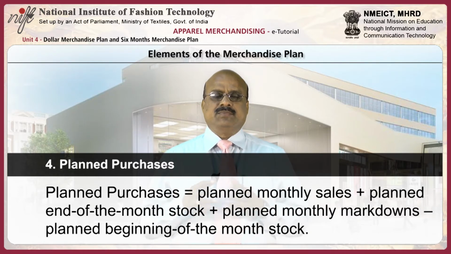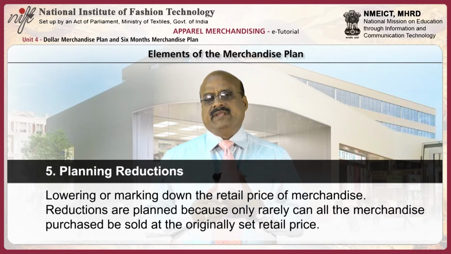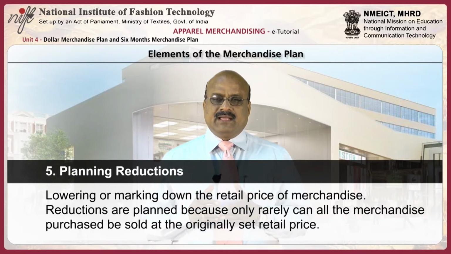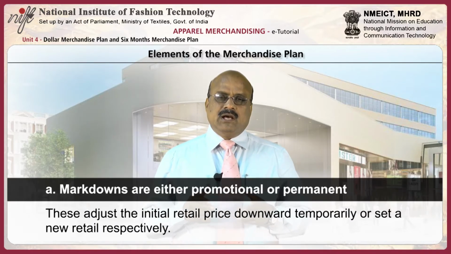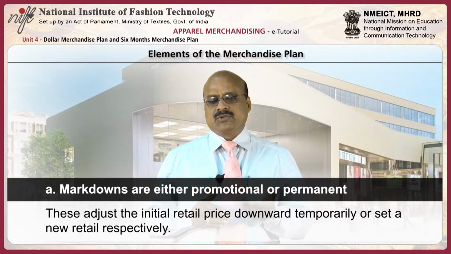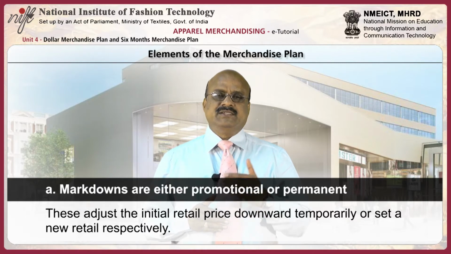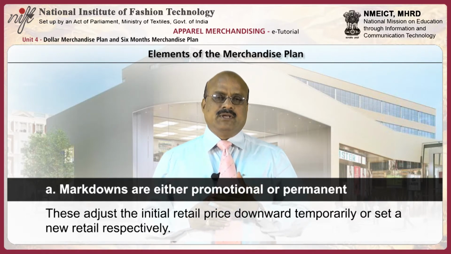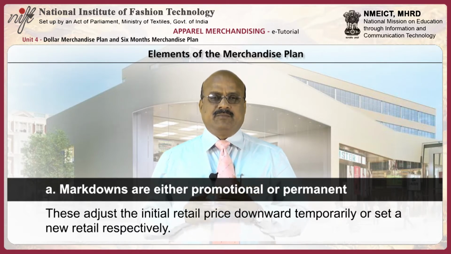Then the 5th one is planning reductions. It is the lowering or marking down of the retail price of the merchandise. Reductions are planned because only rarely can all the merchandise purchased be sold at the originally set retail price. Markdowns are either promotional or permanent, and these adjust the initial retail price downward temporarily or set a new retail price respectively.